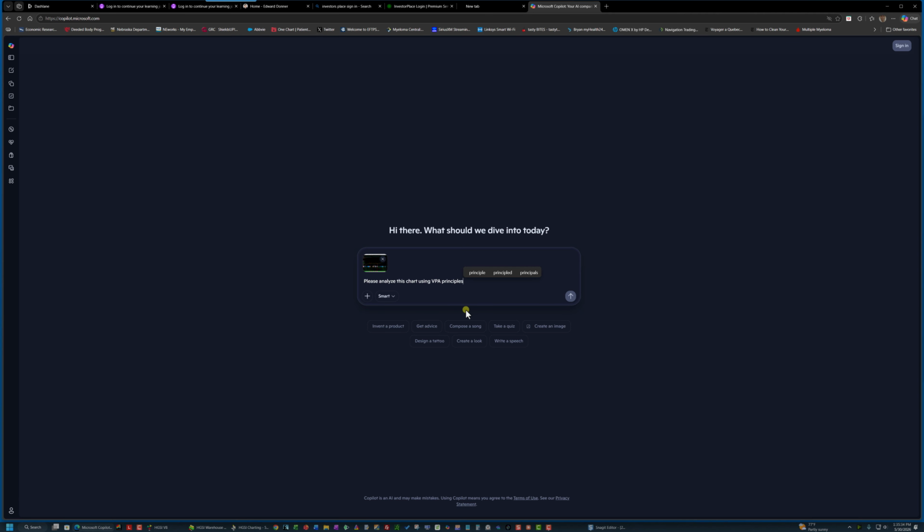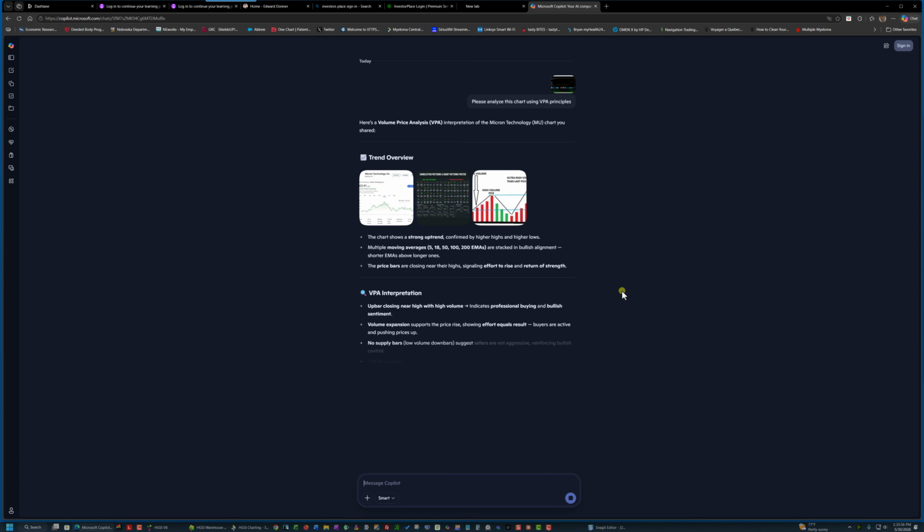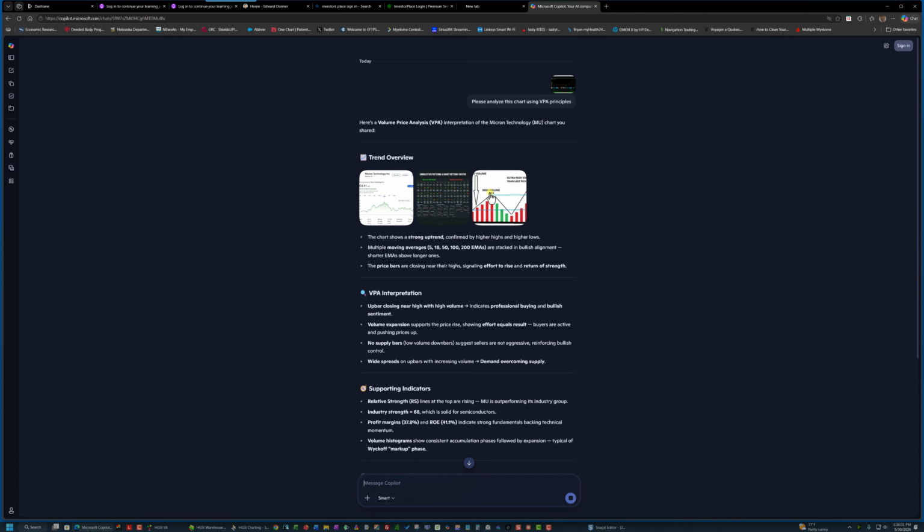Please analyze this chart using VPA principles. I always try to be nice to AI, so I say please. And I have to verify that I'm human. I haven't used this one much. I've used Google a few times. And this is interesting. It's putting some graphics in here for us.